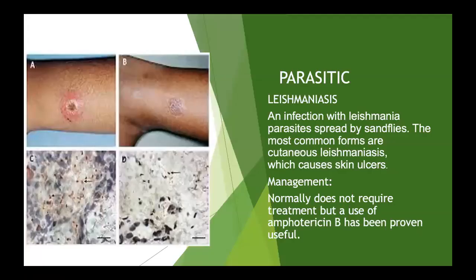Still under parasitic, we have leishmaniasis. It's an infection with leishmania parasites that are spread by sandflies. So the most common form is cutaneous leishmaniasis, which causes skin ulcers. The management normally does not require treatment, but the use of amphotericin B has been proven to be useful.